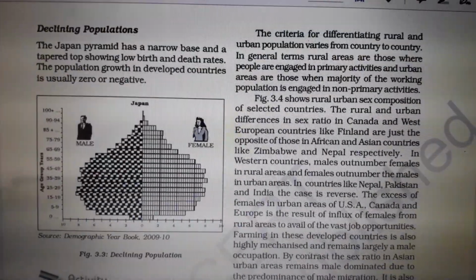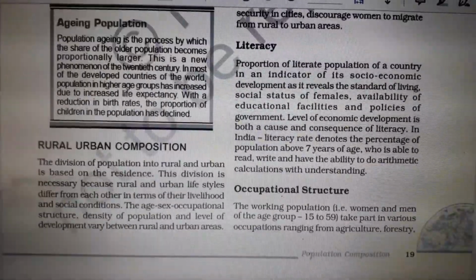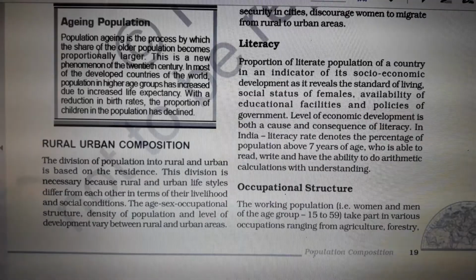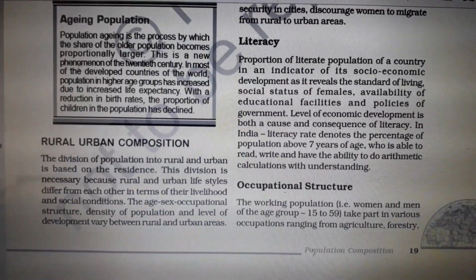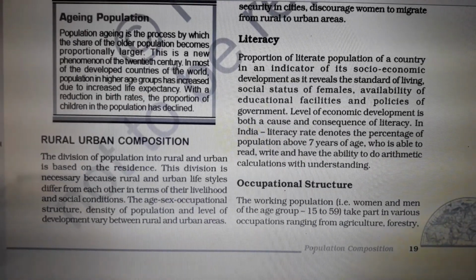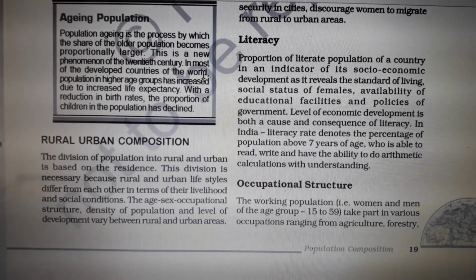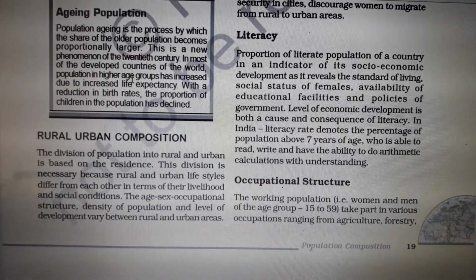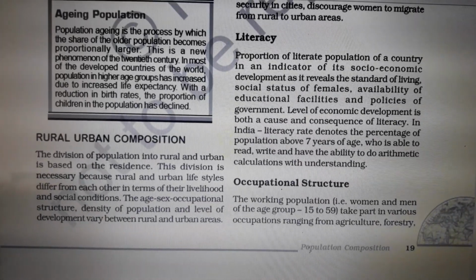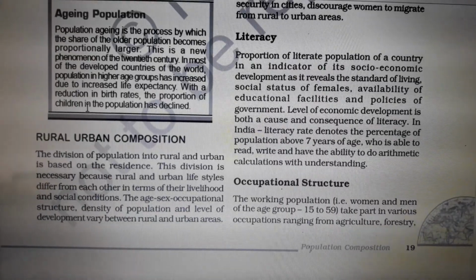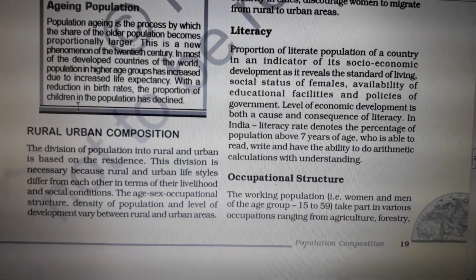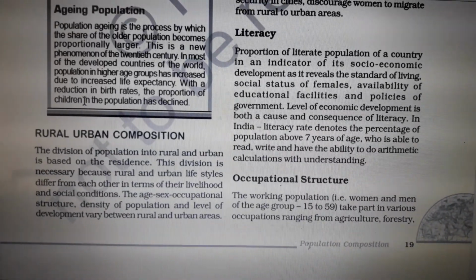For example, now you can see the aging population. Population aging is the process in which the share of the older population becomes proportionally larger. This is a new phenomenon of the 20th century in most of the developed countries of the world. The population in the higher age group has increased due to an increase in life expectancy with a reduction in the birth rate. So countries like Europe, USA and Australia are nowadays facing the problem of managing the aged population.